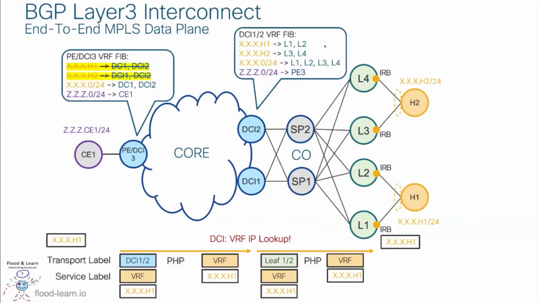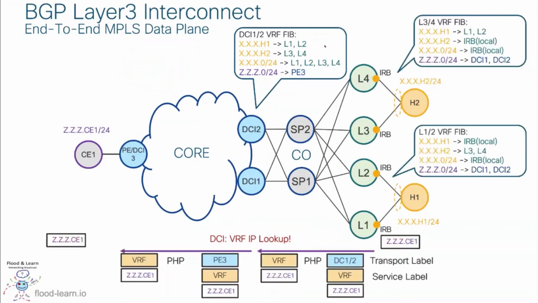Again, on the spine we will do the PHP. We will send the traffic to L1, L2 based on the transport label. L1 will do the lookup and will forward to the H1. We will take it from the opposite direction, which is completely the same.